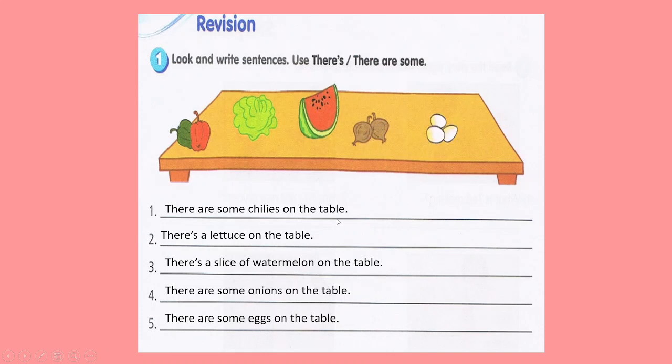So because there are two, it is plural. So we use the phrase "there are some", because "are" is for plural, as I have mentioned. So there are some onions on the table.